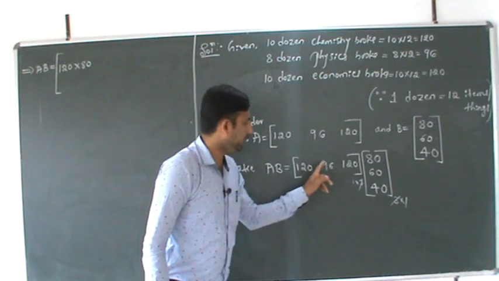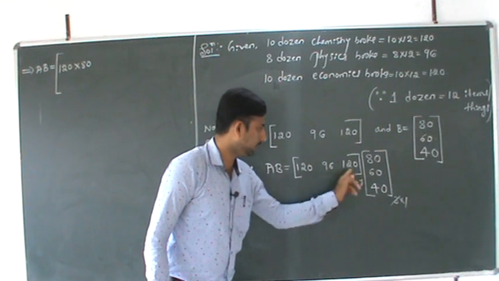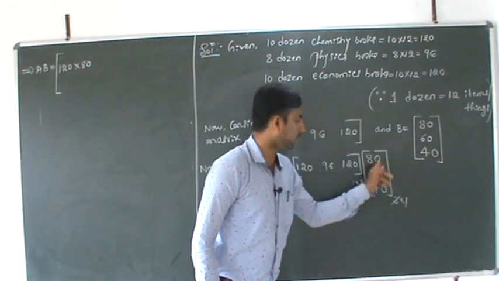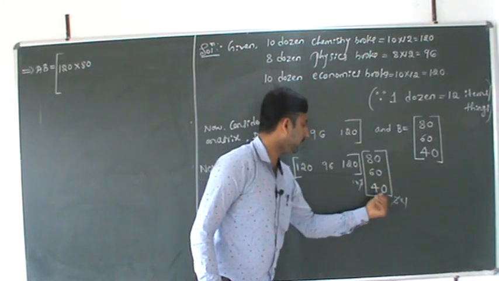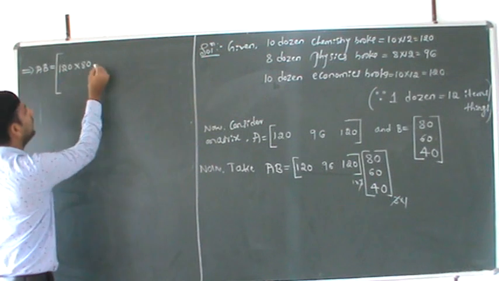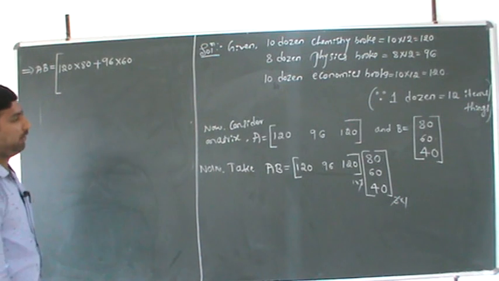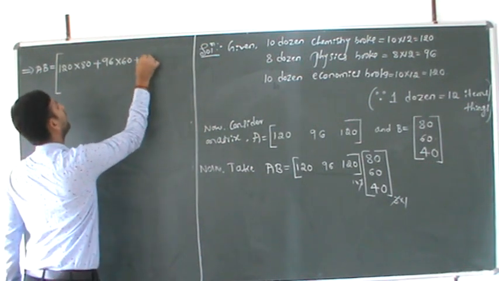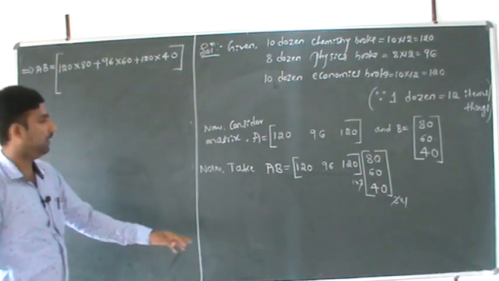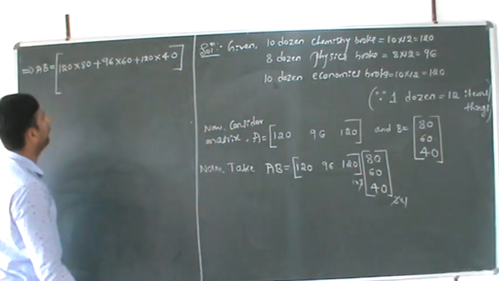Correct? Here 120. How many rows are there? Only 1 row. How many columns? 3 columns. Correct? How many rows? 1 row, second row, third row. How many columns? Only 1 column. Therefore, the resulting order should be 1 into 1. So 120 into 80 plus 96 into 60, after that 120 into 40. Correct? 120 into 80, 96 into 60, 120 into 40.